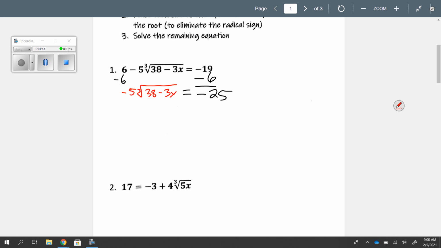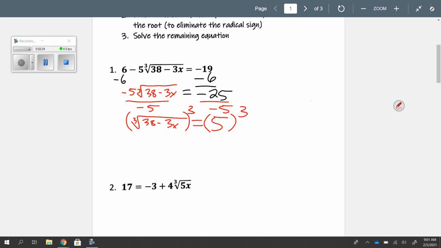All right, then we know we need to divide by negative 5 because it's still not by itself. Divide by negative 5. And then we have the cube root, it's finally by itself, 38 minus 3x equals negative 25 divided by negative 5 is 5, okay? Now from here, as it says step 2, it says raise each side of the equation to the power that it matches. For these, they're cube roots, so we raise it to the power of 3. But what we do to one side, we must do to the other. Make sure you know it's a 3.